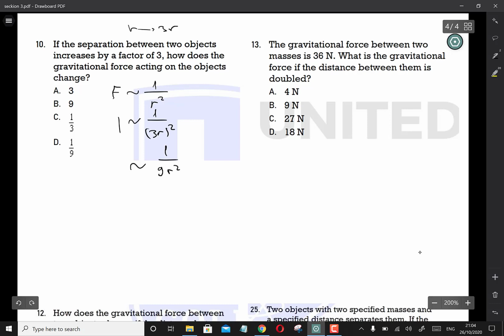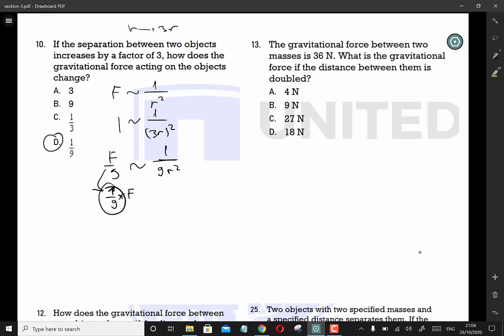What happened? This is 1 over r squared. This is 1 over 9r squared. We divide it by 9. So you divided force by 9. So this tells you that force decreased by 9, or you can write this 1 over 9 times F. They are the same thing. F over 9 and 1 over 9 multiplied by F, same thing. So this represents change. Force changes by a factor of 1 over 9.